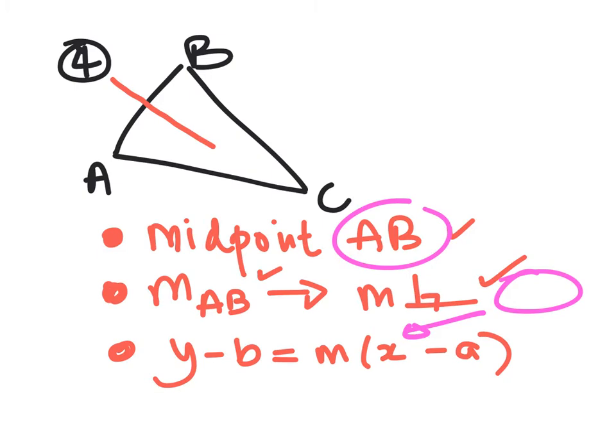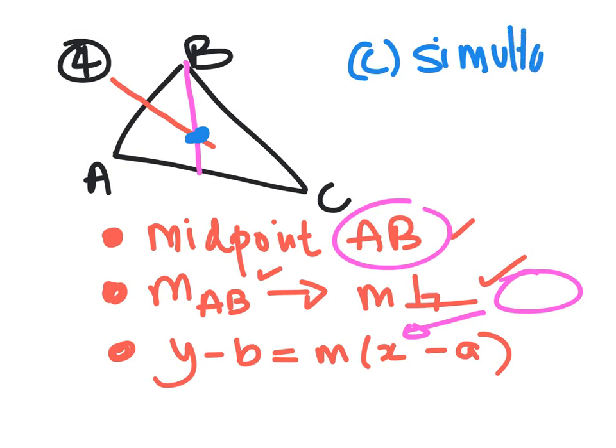Then for the last part of the question, we need to work out where these lines cross. So if we go back to the one that we found originally, that was this line here. So we're trying to find where these lines cross. So for part C of the question, we just need to do simultaneous equations.